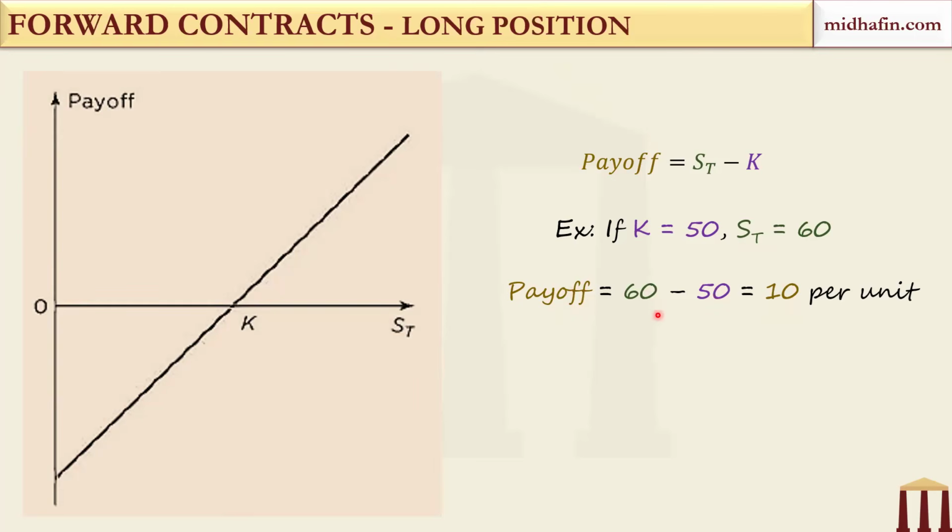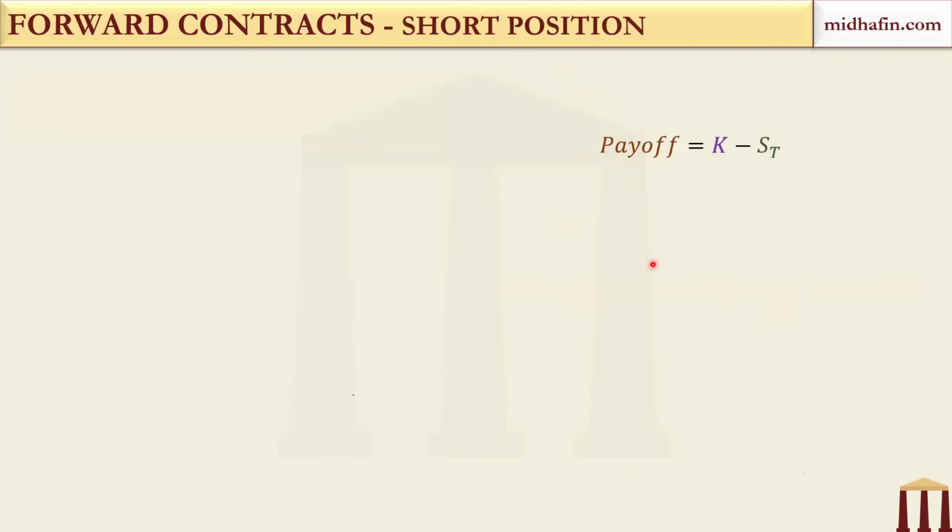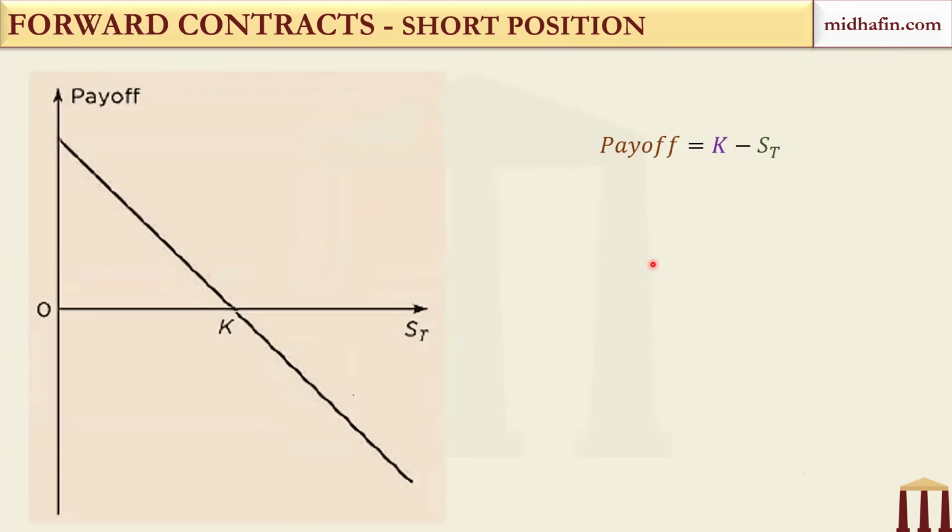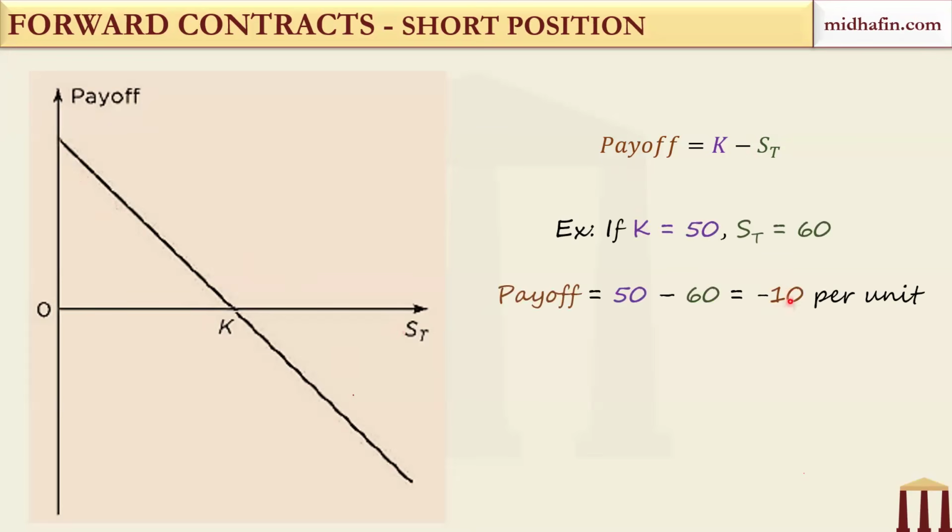Now, what about the short position? What about you? You agreed to sell me the same thing at 50 rupees per kilo. So what is your payoff in that case? Your payoff is just the opposite of my payoff. So K minus ST, which is nothing but negative 10 rupees per unit. So you are actually suffering a virtual loss, and I am making a virtual profit over here.